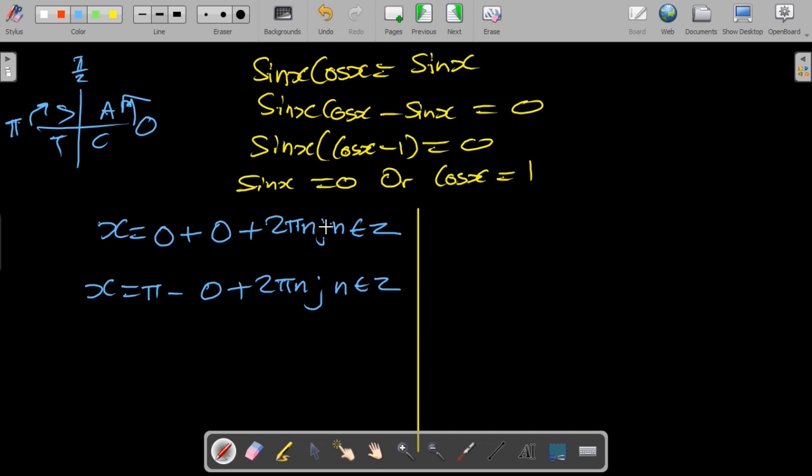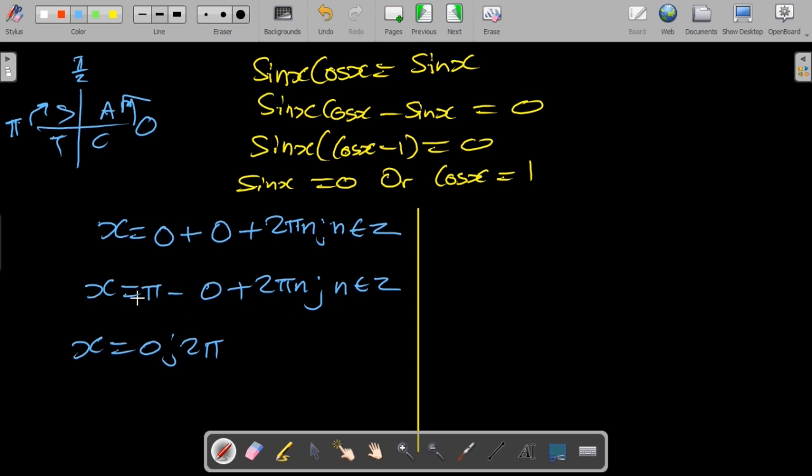Okay, so let's substitute integer values that will give us angles which are between 0 and 2 pi inclusive. Starting with the top one, we just have 2 pi n. So if you substitute a 0, you're going to have an x of 0. Substitute a 1, we're going to have 2 pi. If you substitute anything else, it will fall outside the restriction of 0 to 2 pi.